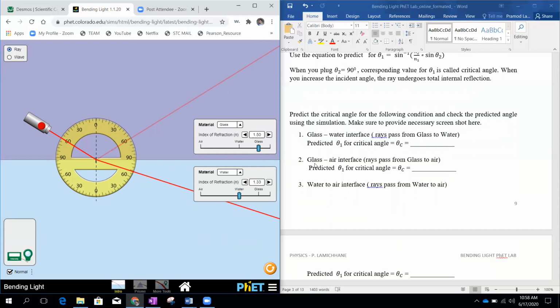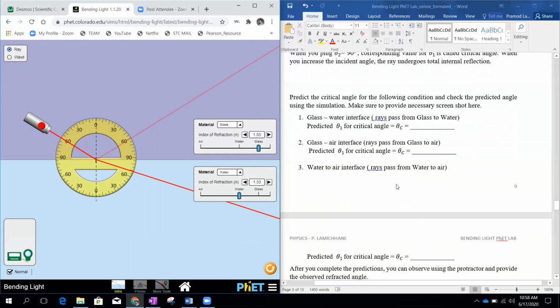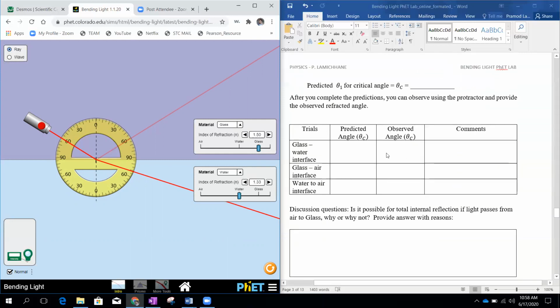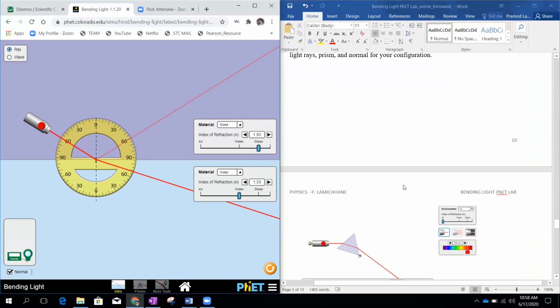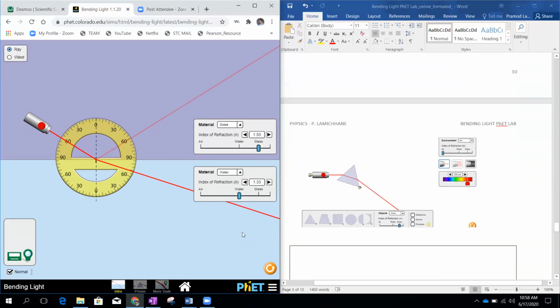Another one would be the glass air interface. So the glass, and then you change to air. And another one would be the water air interface. In the 3 interfaces, you're going to find out the critical angle and put it on the table.